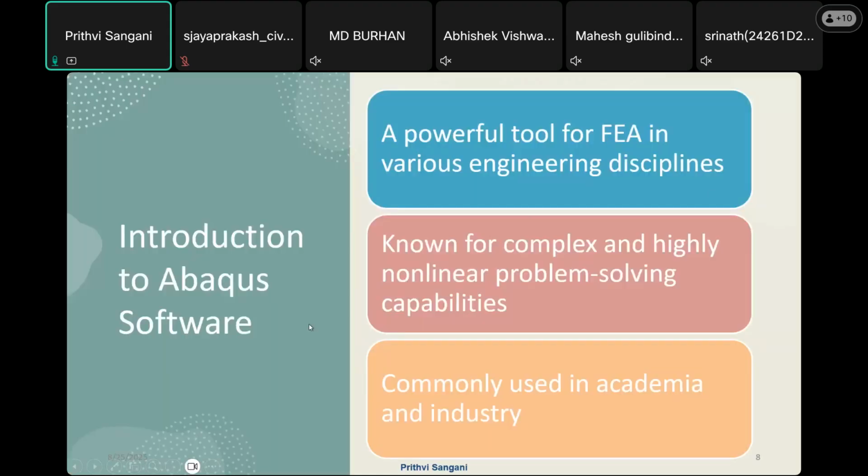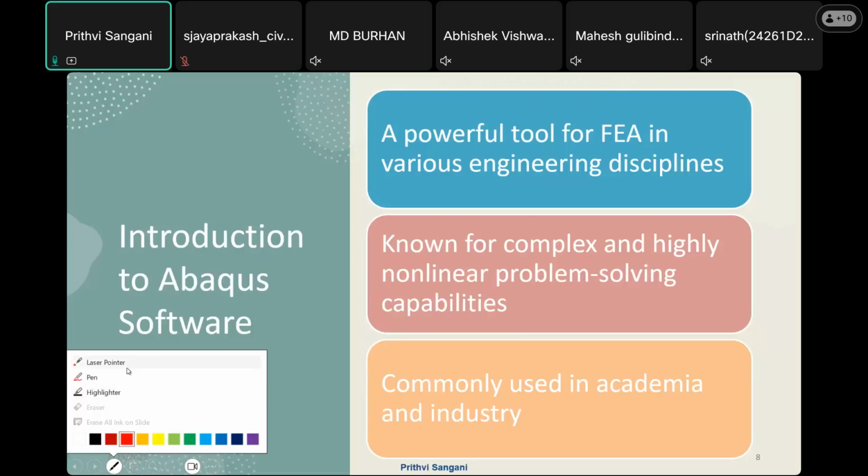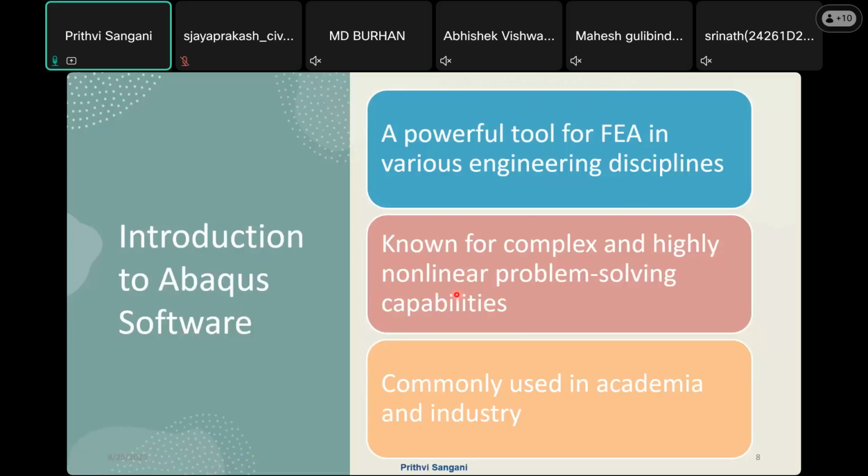When I say complex and highly nonlinear problem solving, this is what it's used for, commonly in academia and industry. In research we'll definitely use it extensively to understand the effects of different parameters. Like I mentioned, I'll only test a 20 meter per second impact velocity, but what if the velocity of impact is 30 meters per second, 40 meters per second? We'll always go with simulations and try to see what's happening.